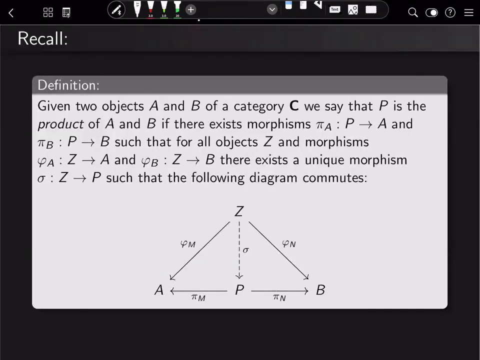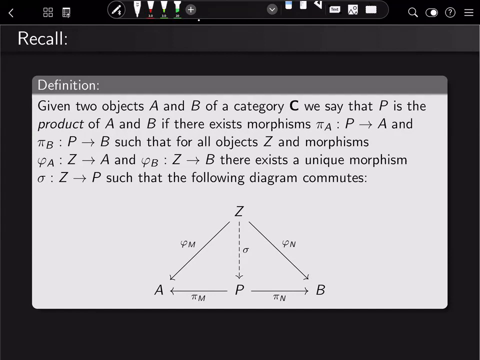So first definition is going to be the categorical definition of product. We say that given two objects, A and B, of a category C, we say that P is the product of A and B if there exist morphisms, which we denote pi sub A that maps P onto A and pi sub B that maps P onto B, such that for all objects Z and all morphisms phi sub A that maps Z onto A and phi sub B that maps Z onto B, there exists a unique morphism from Z into our object P, which we're calling the product, such that the following diagram commutes.